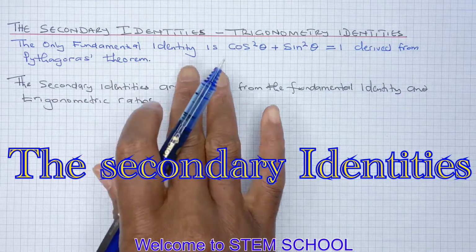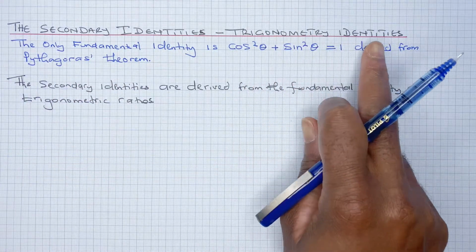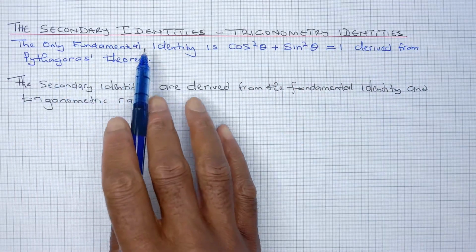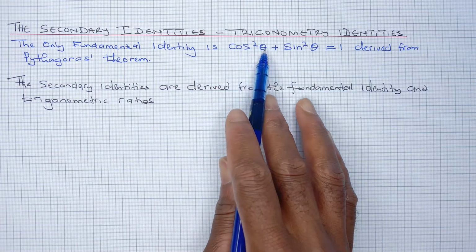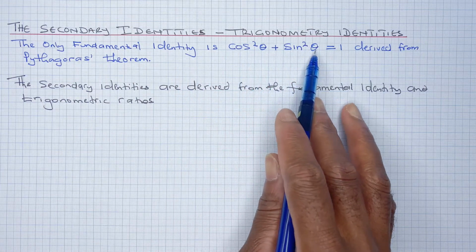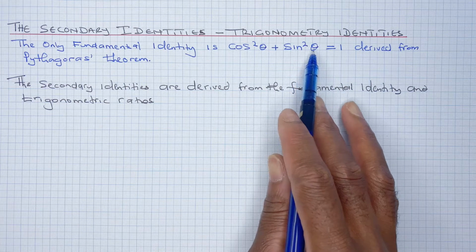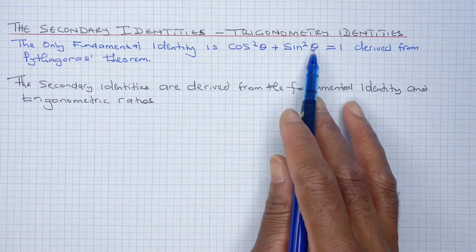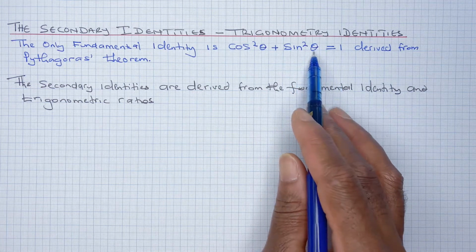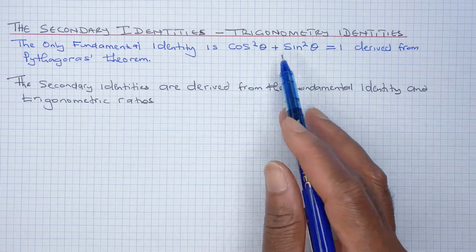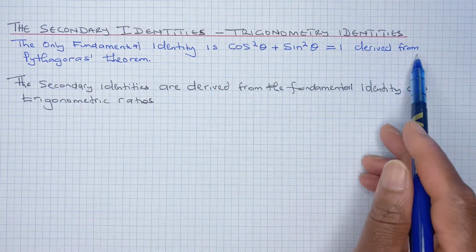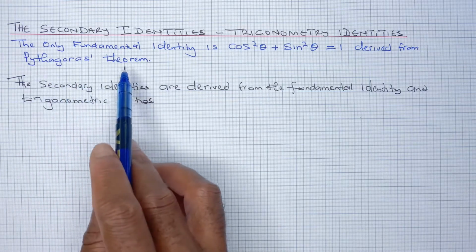The secondary identities, trigonometry identities. The only fundamental identity is cos squared theta plus sine squared theta equals 1. Theta is just a placeholder for a number. Theta is a Greek letter. And that's derived from Pythagoras' theorem.